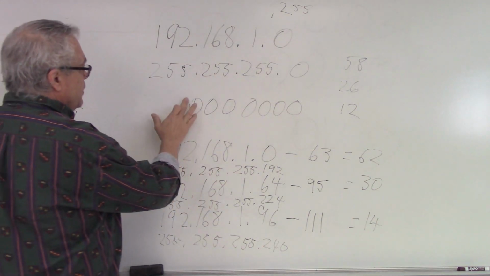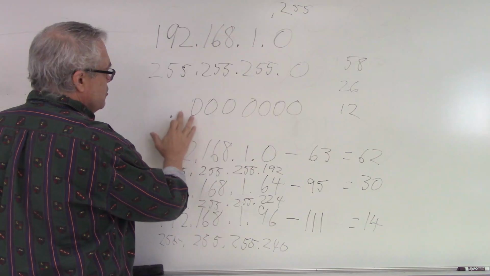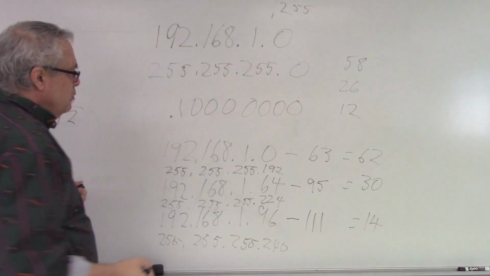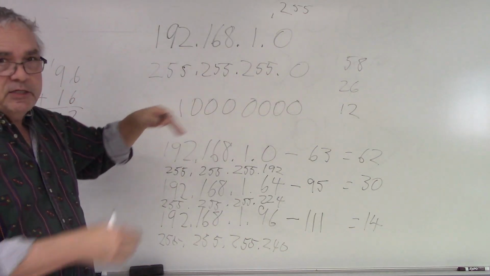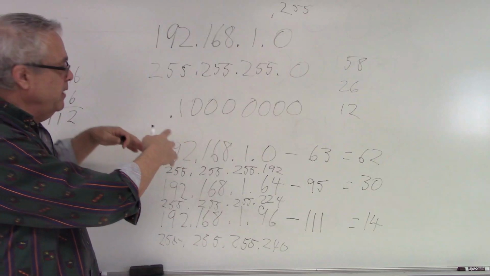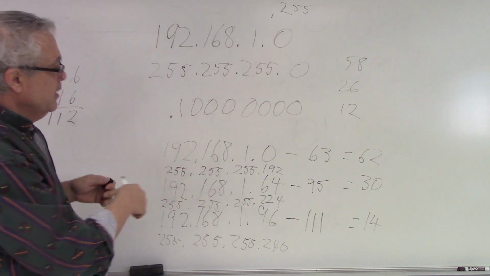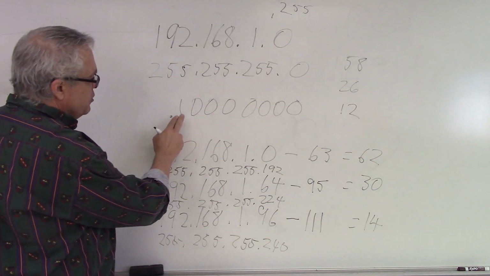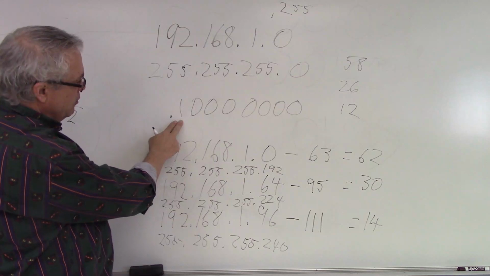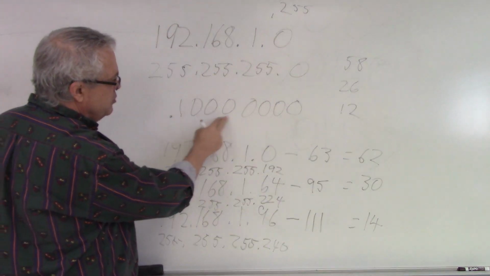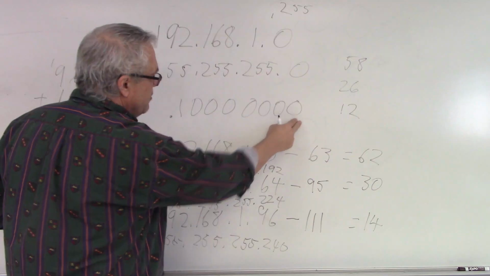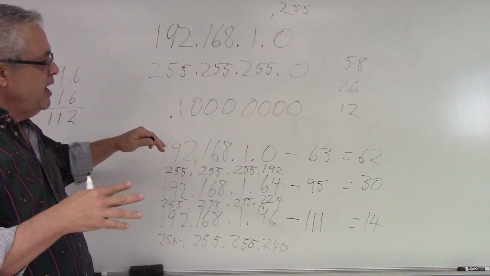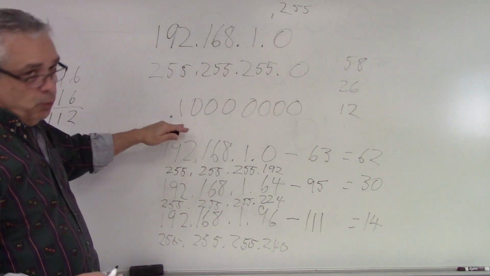But what we can do is borrow bits, starting with the leftmost. So if I add another 1, I've extended my network address, and I'm going to reduce the number of hosts on each network. If I use this first bit, that's the 128 slot. Remember, it's 128, 64, 32, 16, 8, 4, 2, 1. If I use this first bit, then my octet value is going to be 128.